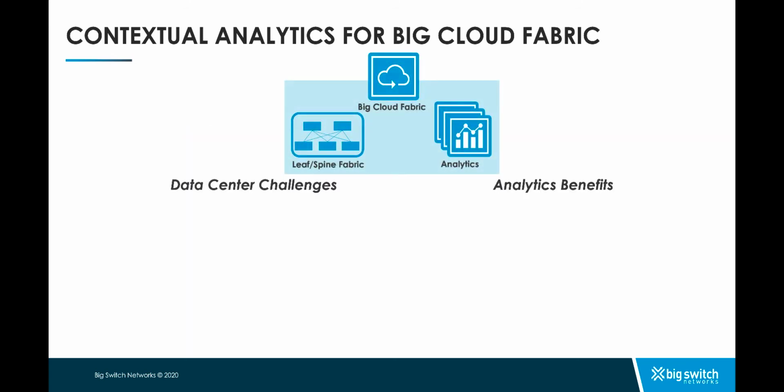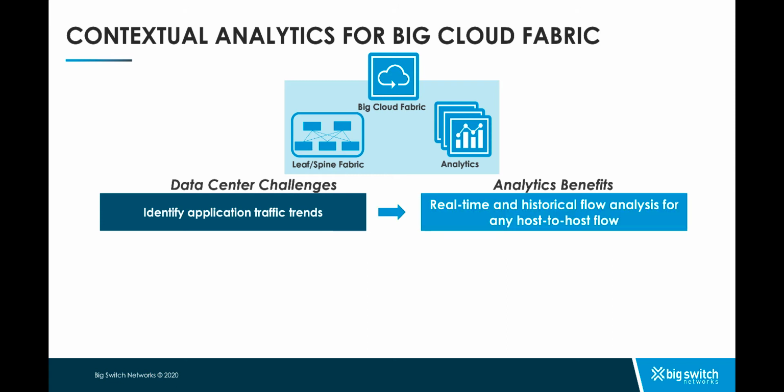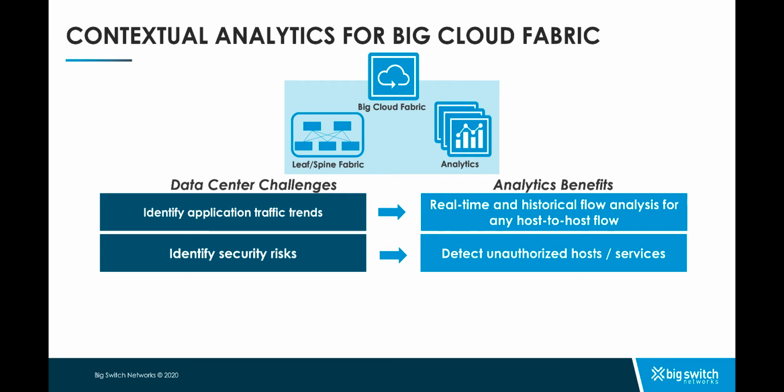Let us look at the challenges today's data center networks face and see how analytics integrated with BCF solves these challenges. For the most optimized use of network resources, analytics identifies the traffic trends by enabling network-wide monitoring both in real time and historical, and for any host-to-host communication, be it physical or virtual. Security risk identification and event monitoring are achieved by leveraging machine learning to automatically detect unauthorized hosts or services, or for that matter, detect any other anomaly in the network.